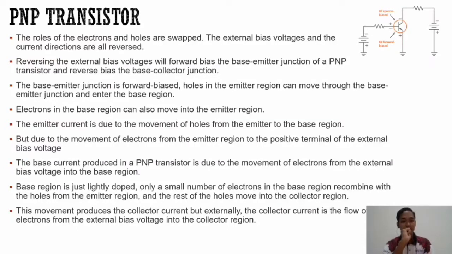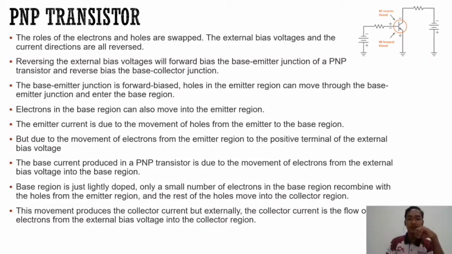Electrons in the base region can also move into the emitter region. The emitter current is due to the movement of holes from the emitter to the base. But due to the movement of electrons from the emitter region to the positive terminal of the external bias voltage, the base current produced in a PNP transistor is due to movement of electrons from the external bias voltage into the base region.